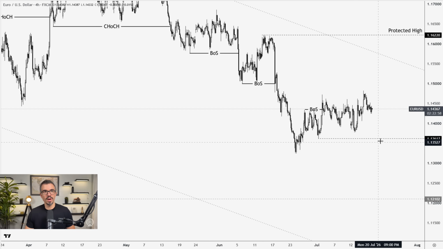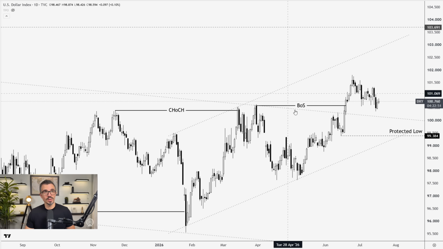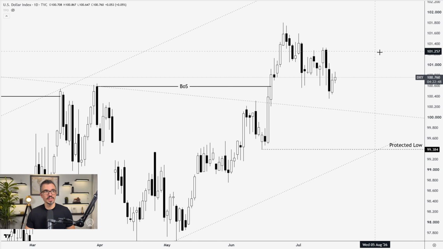As long as we're above this level, then really we could get the euro moving higher up here into this inefficiency. And that could also be the case if we look at the DXY and note where this level comes in down here.